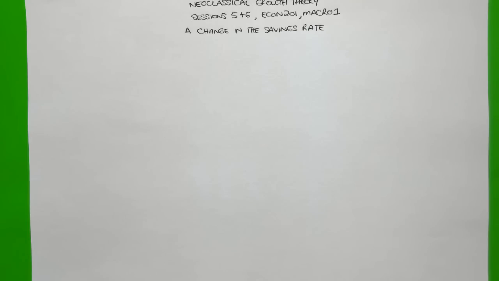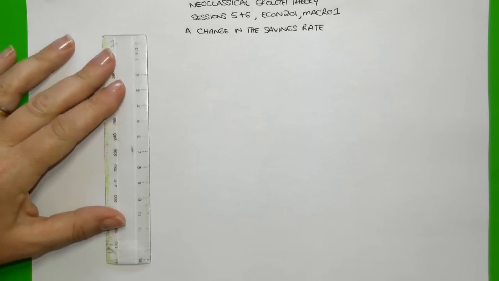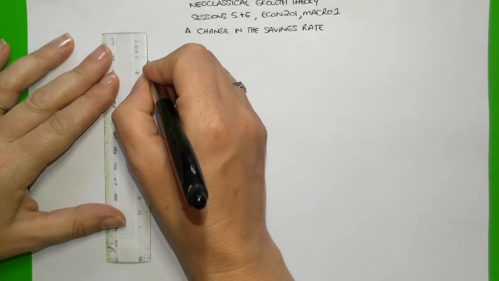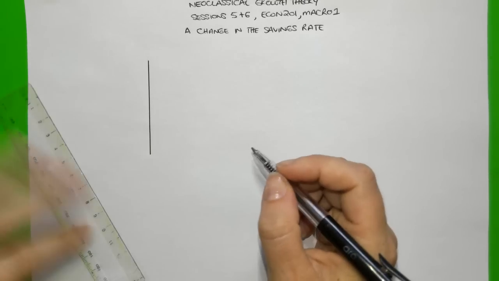Neoclassical growth theory allows us to start answering this question, and so what we are now going to look at is changing some of the parameters that we've been learning about in the neoclassical growth theory up until this point, with a view to try to understand whether or not changing these will affect the economic growth rate. The first one that we're going to be looking at is a change in the savings rate. So the first thing that I want to do is just look at a savings function by itself.